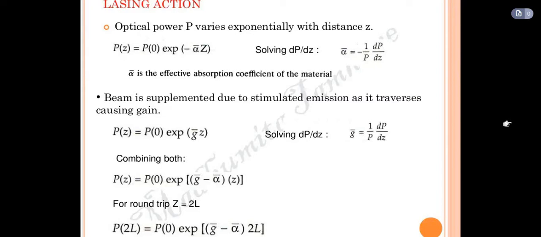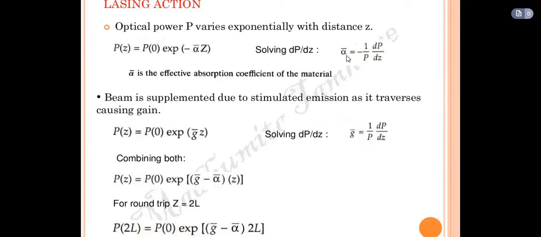The next thing we are going to see is how the lasing action takes place. Basically, optical power P varies exponentially with the distance Z. If you want to find the optical power, how do we get that? P of Z is equal to P of 0 e power minus alpha bar Z. What is this exponential factor alpha bar? Alpha bar is the effective absorption coefficient of the material. P of Z we can write as P of 0 into e power minus alpha bar Z. Now if you differentiate dP by dz, what will we get?